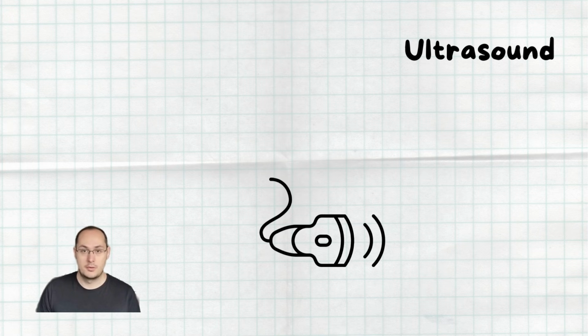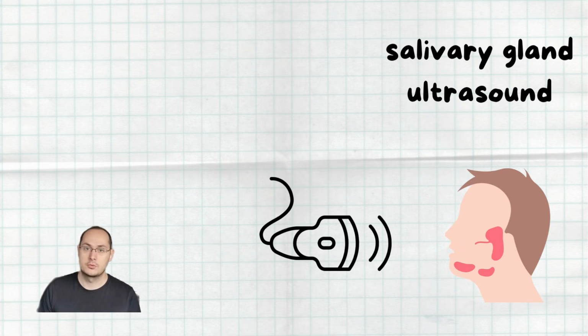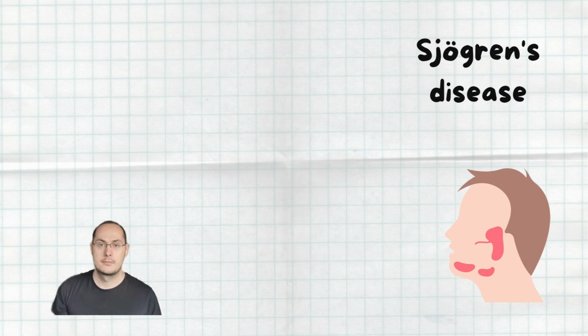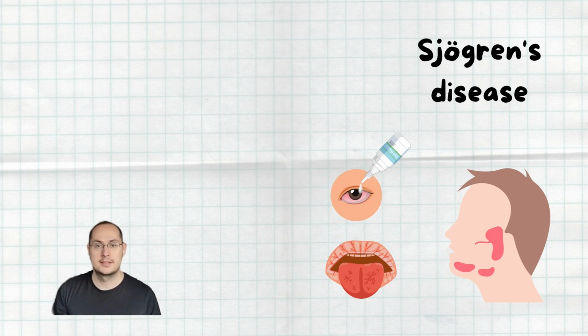Hello everybody. Are you passionate about ultrasound and want to learn more about other applications besides musculoskeletal assessment? Let's explore how salivary gland ultrasonography has become an important tool in the diagnosis of Sjogren's disease. Sjogren's disease is a chronic autoimmune systemic disease characterized by dysfunction of exocrine glands, especially salivary and lacrimal glands.